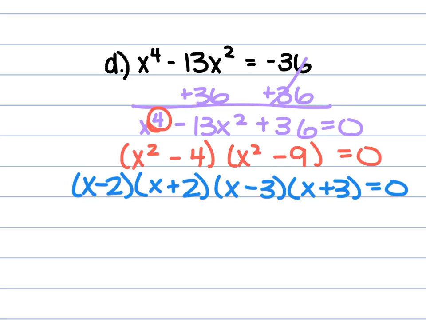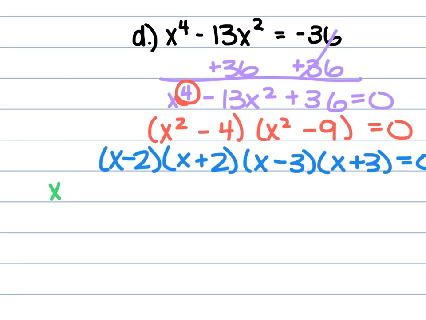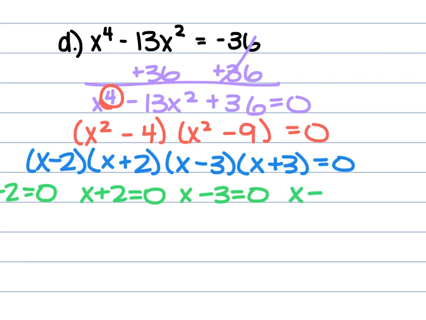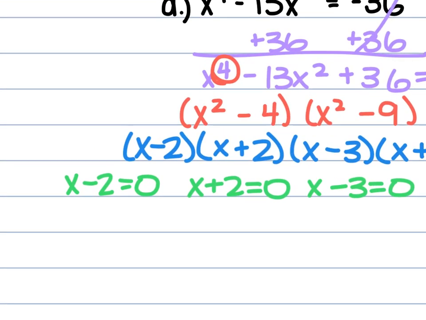So now set each part equal to 0. So we're going to have x minus 2 is equal to 0, x plus 2 is equal to 0, x minus 3 is equal to 0, as well as x plus 3 is equal to 0. So we're going to solve for x for all four of these.